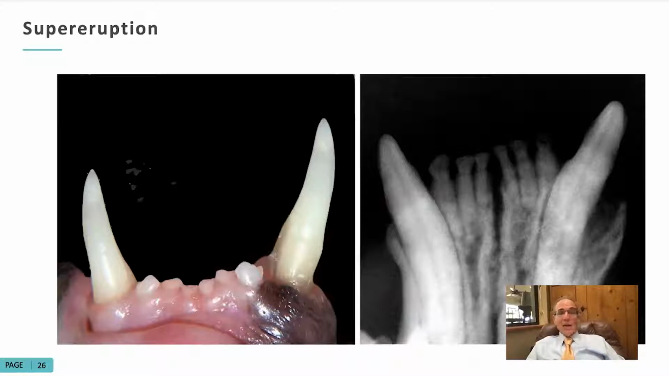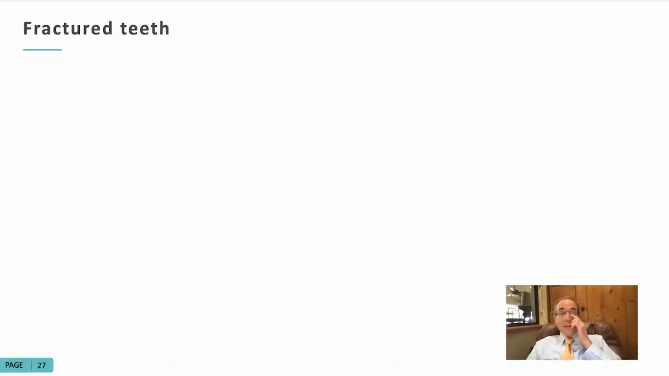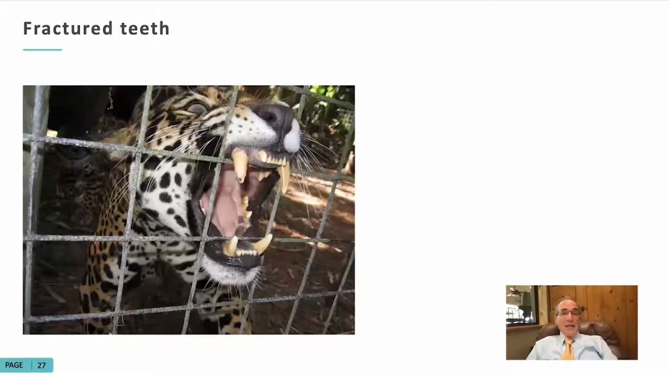This is all part of periodontal disease. In fact, we don't call it periodontal disease per se, we call it periodontal diseases. So that's congenital and periodontal diseases. And now we're going to talk about fractured teeth. Cats get fractured teeth, and this is an image that one of the zoos sent me.